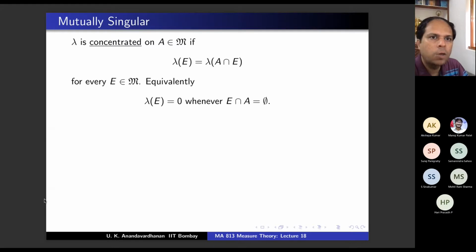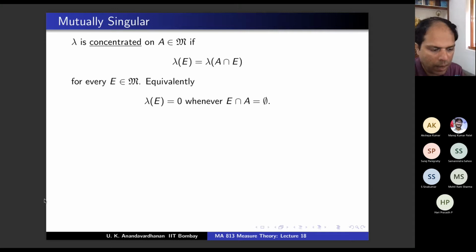Yes, sir. Now, I want to say that if you take something in B complement, it should be part of A complement. So you want B complement to be contained in A complement. So that means A is contained in B, right? So if lambda is concentrated on A, and if you take B containing A, then it's true that lambda is concentrated on B also, no? Is that correct?